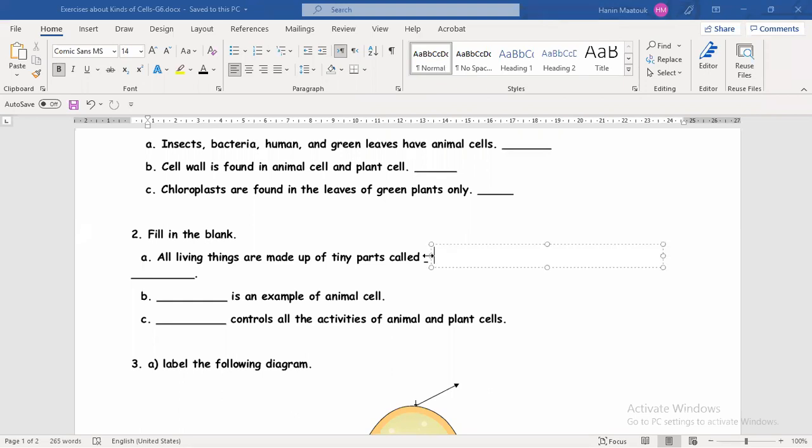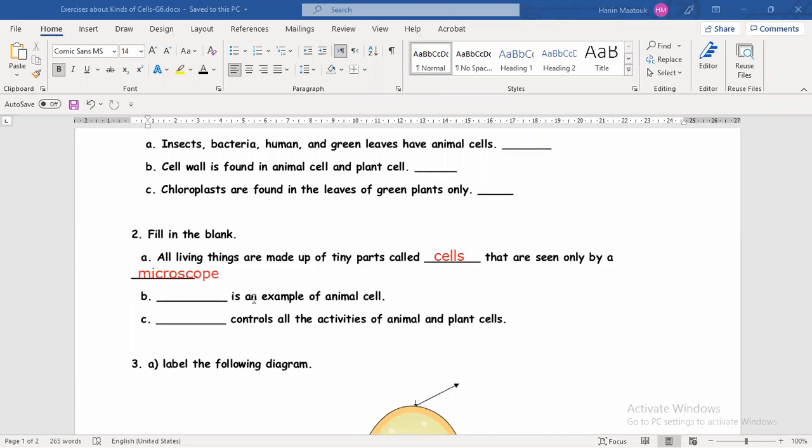These tiny parts, as we know, are called cells because they make up the body of all living things, either they are plant, animals, or human. Let's continue. That are seen only by a, they are so tiny, so we need a microscope. So this is the missing word.